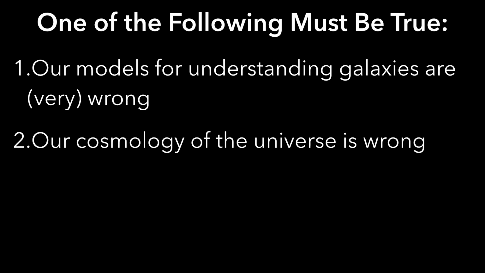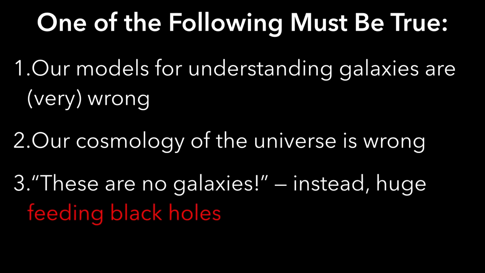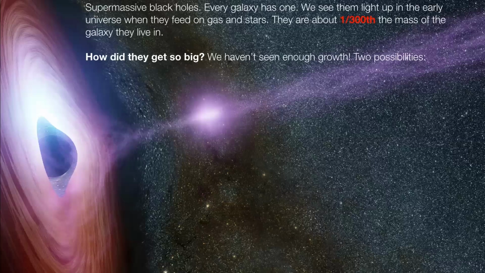But there's a third possibility. These are not galaxies. Instead, these are huge feeding black holes. Could be. They're very small, they're very bright. They look kind of like things called quasars. Could be. We just don't know. We need more data from Webb. And so this is still ongoing, but let me briefly explore the black hole hypothesis, some of the other news that has come out from the black hole side.